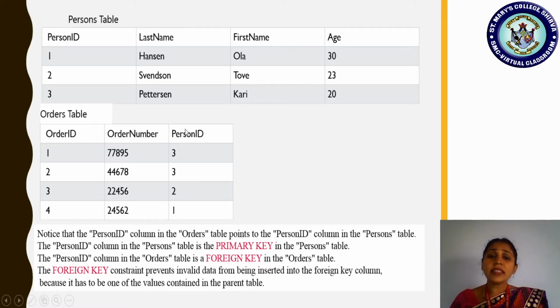Person ID acts as a foreign key in which table? Order table. You are finding 3 is repeated, right? Yes, no issue if it is repeated, because person ID 3, the person whose ID is 3, that is Peterson, has ordered two items. Are you all understanding? So that is why two numbers are being given.